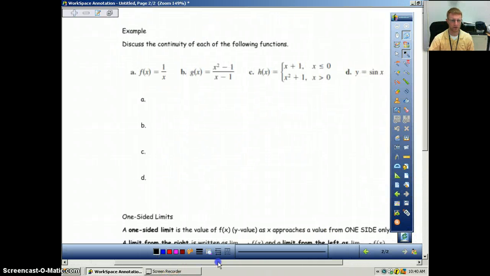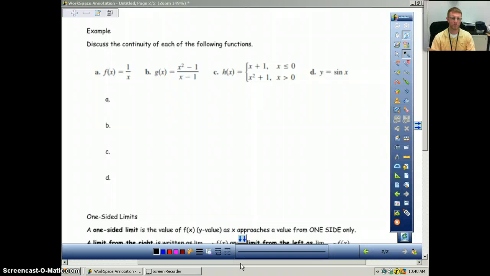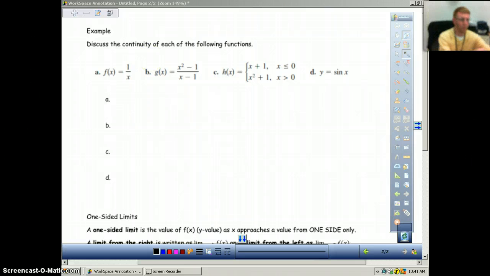What we're going to do is just discuss the continuity of each one of these functions. It's important for us to be able to look at a function and know what the continuity is going to be. In this case, you can graph these if you really want to, but you shouldn't need to for some of these. So the first one is just a basic 1 over x. We should be able to figure out what the continuity is going to be just by looking at the function.